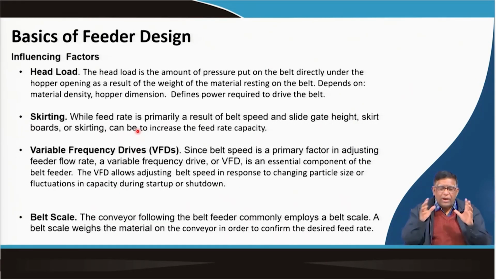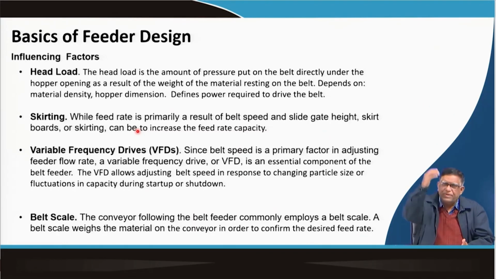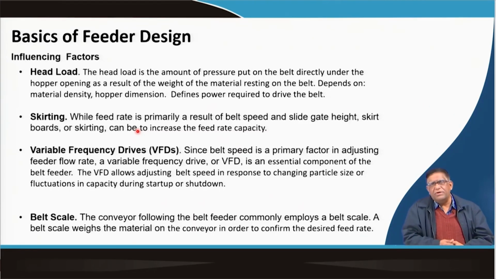So, while you are doing this design, the influencing factors are the head load, skirting, variable frequency drive for giving you variable speed, and the belt scales. As I have shown, these 4 things: the head load is the total load which is coming on the feeder. In conveyor belt design, this head load does not come, but in case of your feeder design, you will have to consider the head load, because it defines the power required to drive the belt.